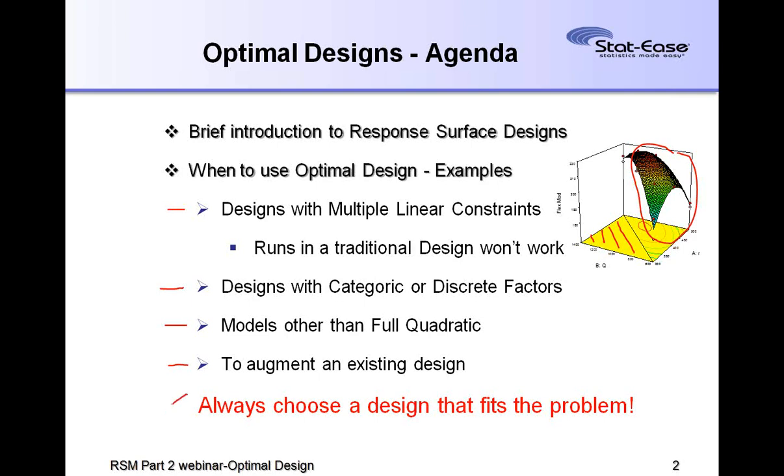So the key here is always choose a design that fits the problem. A lot of times we find people looking at a design out of a textbook or a catalog and saying, my experiment doesn't quite fit that, but I'll adjust it here and there, and oh, now I can fit it. But that's kind of like trying to pound a square peg into a round hole. We'd rather that you choose a design that fits the problem, and this design is very flexible and will fit almost any problem. So when you find that you can't quite fit your problem with the designs, this is probably the one you need to go to.